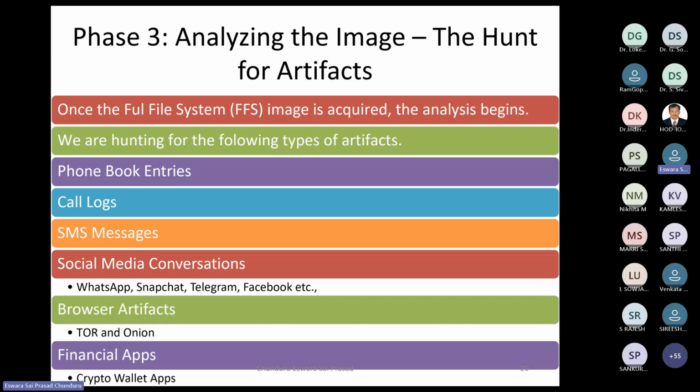We will be focusing our analysis on phone book entries, call logs, SMS messages, and social media conversations like WhatsApp, Snapchat, Telegram, Facebook, etc. And then browser related artifacts, that is the normal browsers, Google Chrome or Edge or any other browser, and specific to dark web browsers like Tor and Onion routing analysis. And then financial applications related analysis, like crypto wallets and apps related data.